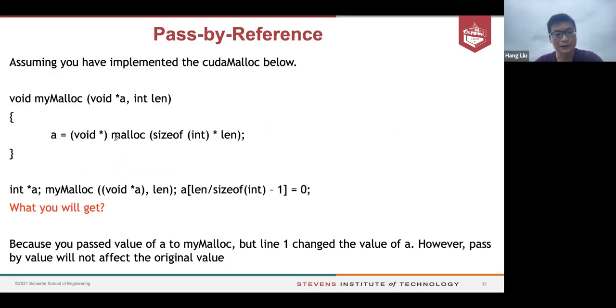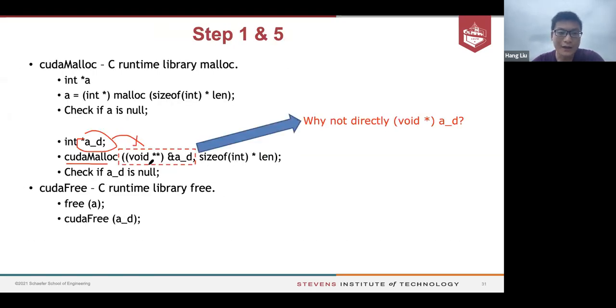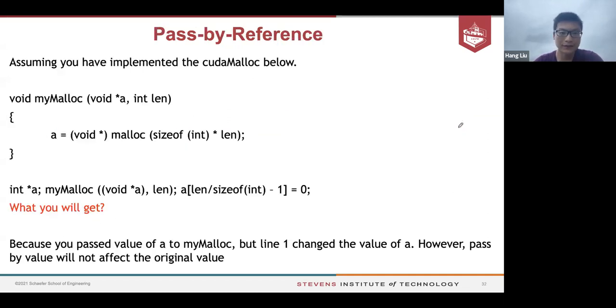So the question here is why we pass the pointer to pointer of a underscore d to CUDA malloc, instead of just passing the pointer of a underscore d. This is not related to any GPU specific case. It's really just pass by reference. What you can do here is, assuming you have implemented the CUDA malloc by yourself, you implement your own malloc function here like this.